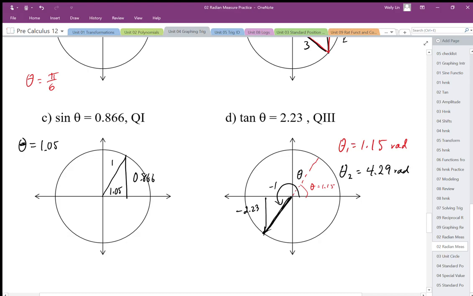Okay, so that's how we get to that theta 2 value on the other side of the circle. And this is the one that we want, right? That's the black.